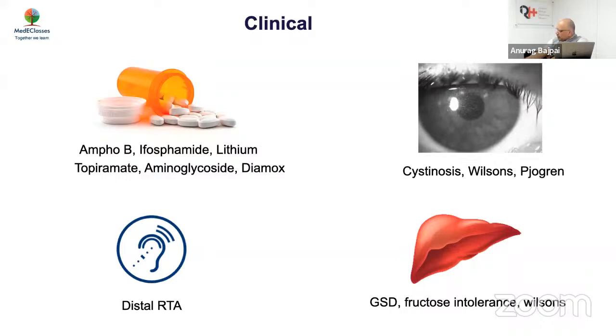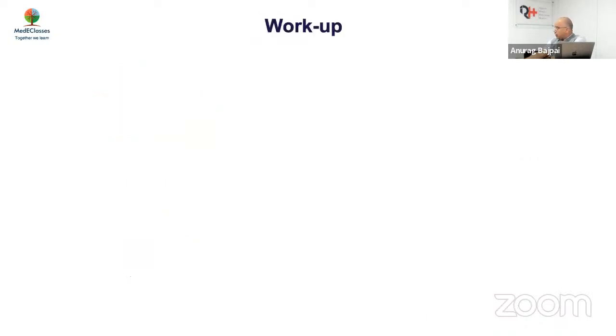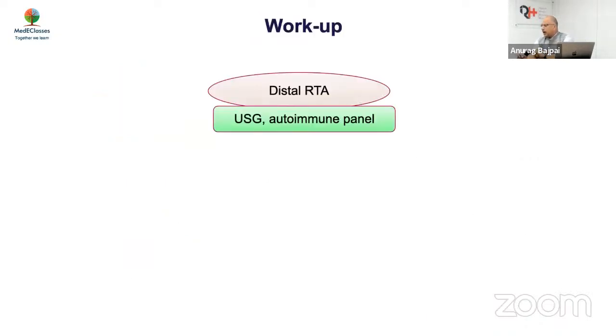And hepatomegaly, very common, would be in the setting of glycogen storage disease, fructose intolerance, and Wilson's disease, which you have to be worried about. Further workup for distal RTA should include an ultrasound for nephrocalcinosis and an autoimmune panel. Sjogren syndrome we have seen quite often. SLE has already been reported.